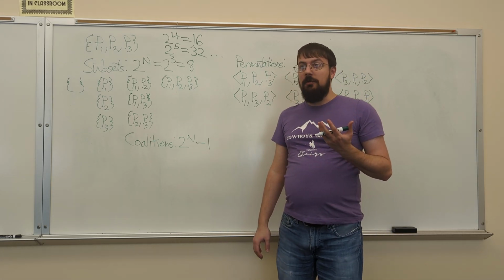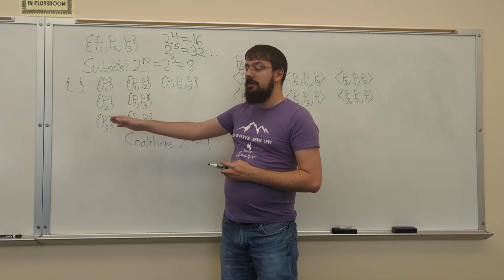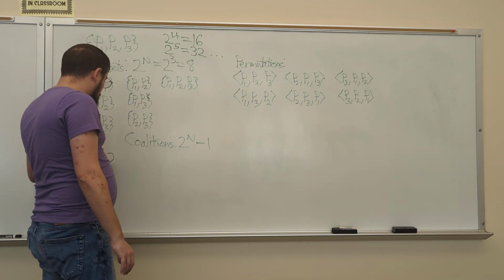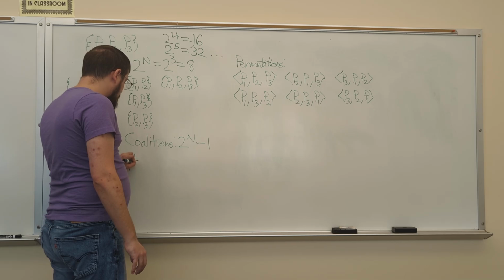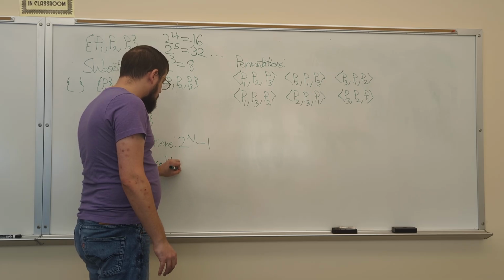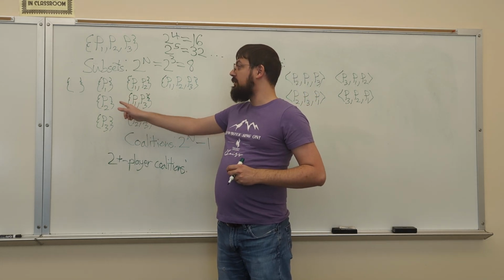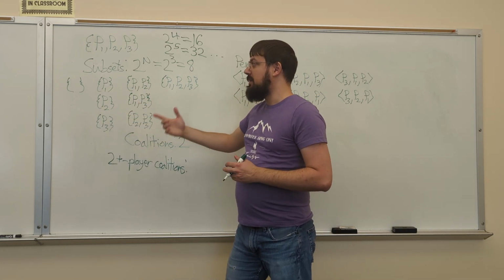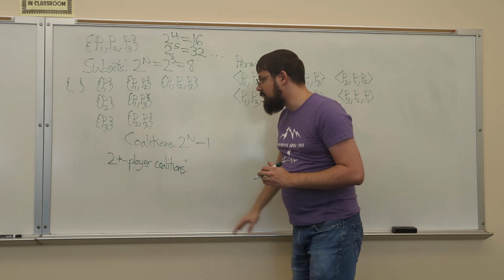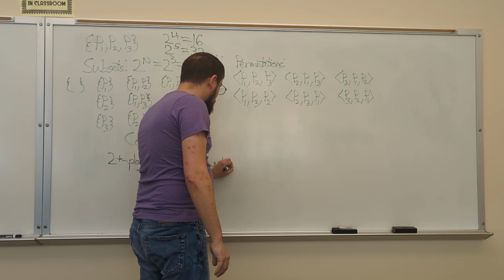Now, when we're dealing with Banzhaf power, we're assuming no dictators. Therefore, we can't have a winning coalition with only 1 player. So in this case, we're only interested in the coalitions with 2 or more players. So we would say 2 plus player coalitions. And the number of these that we have is basically going to be the number of coalitions minus the number of 1-player coalitions. So we're always going to have n 1-player coalitions because these 1-player coalitions just pick one of the n players, basically. So the number of 2 plus player coalitions is going to be 2 to the n minus n minus 1.